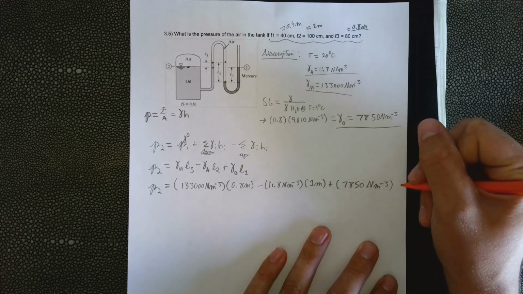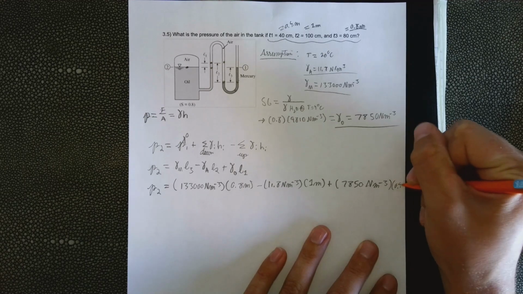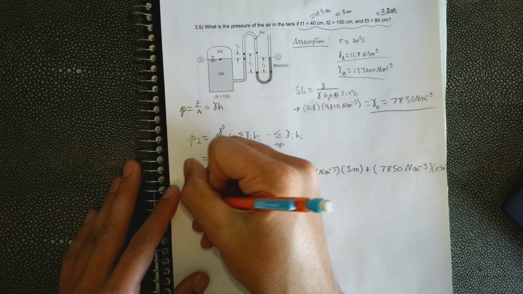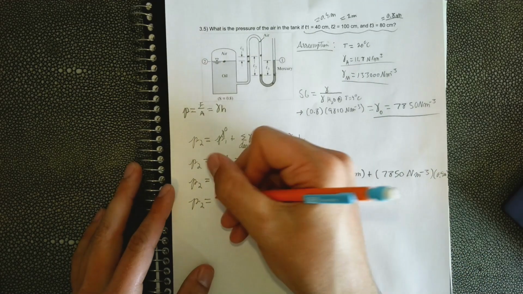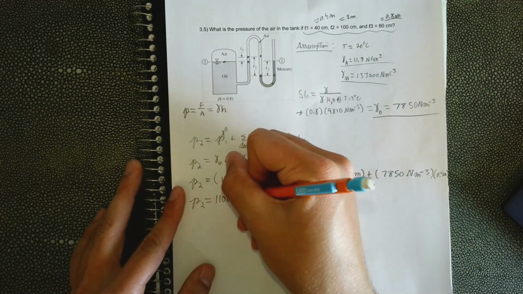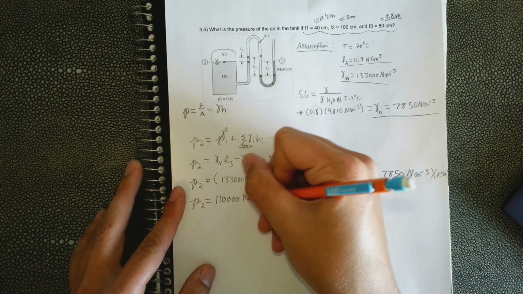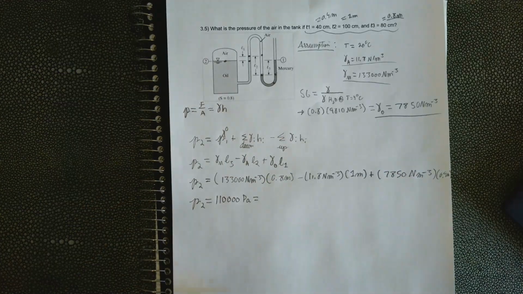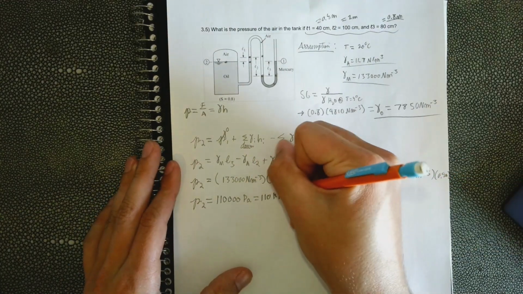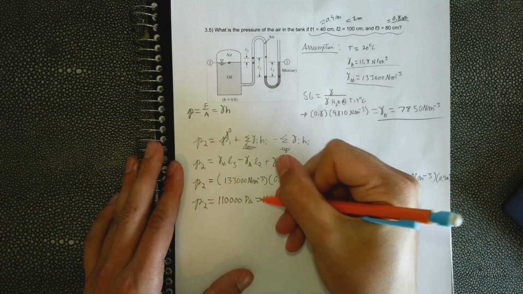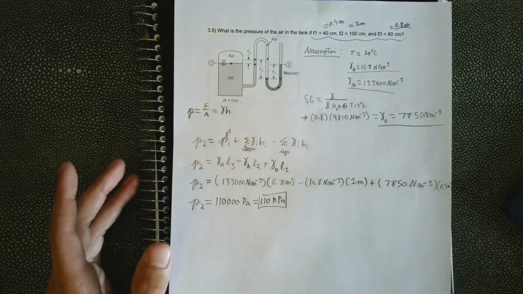And then L1 is 0.4. Put that in the calculator. If you round it, you'll get 110,000 pascals. Now if you divide that by 1,000, you can convert it to kilopascals. So the pressure in the air at point 2 is 110 kilopascals. There you go.